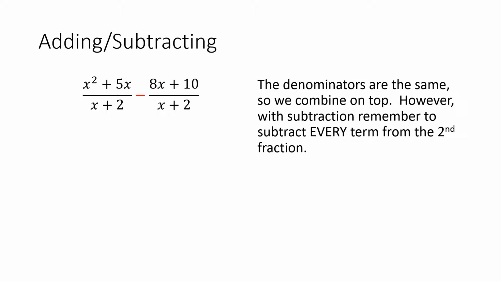So in this case, I look at these two rational expressions, and I still see the same denominator, x plus 2 and x plus 2. That means we can go ahead and immediately start to try to combine. What we want to be careful of, though, in particular, is when we have subtraction problems. Because when we are subtracting, we need to make sure that we are subtracting everything on the top from that second fraction. That means, in this case, we're subtracting that 8x, and we're subtracting the 10. And then we want to combine.